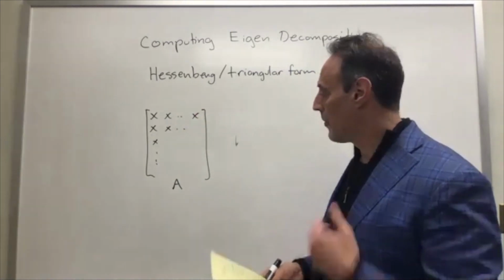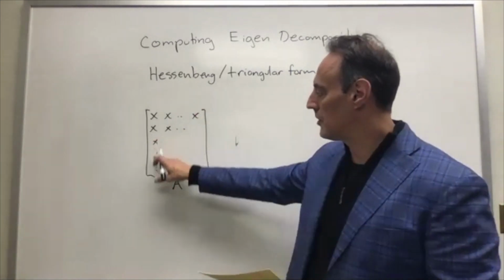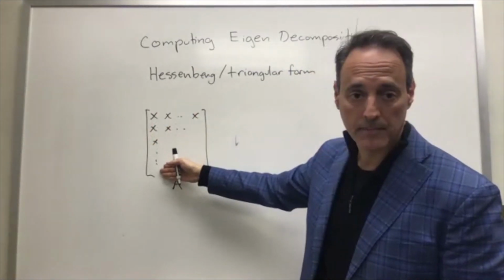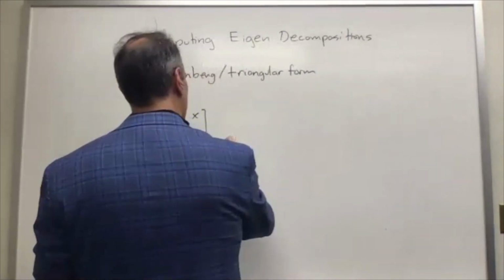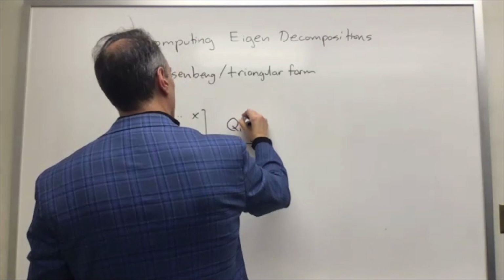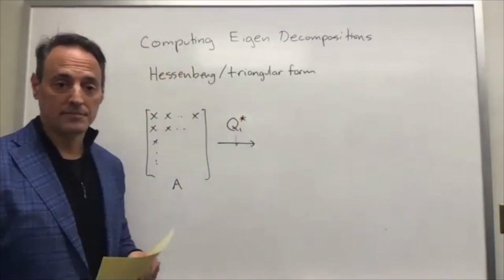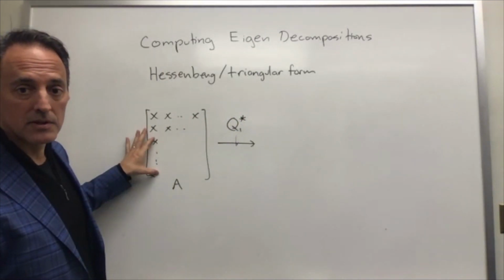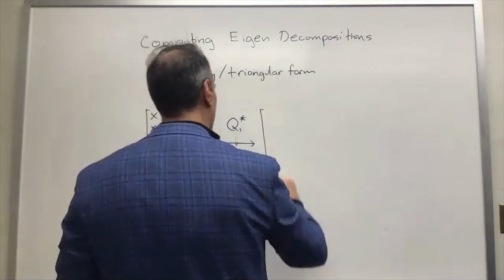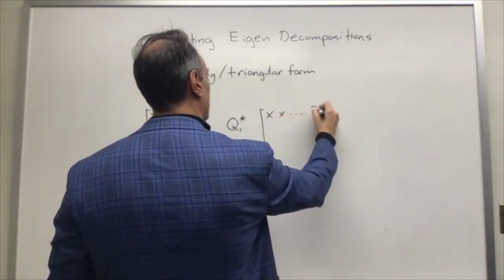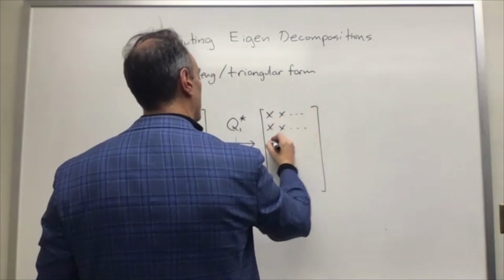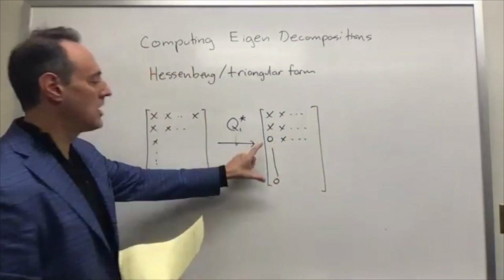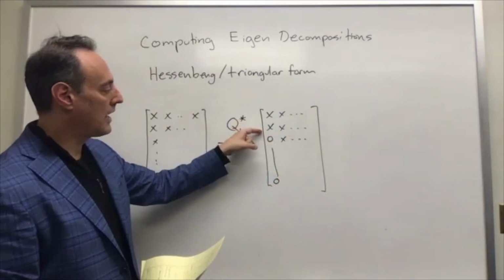So first of all, if I wanted to put this in upper Hessenberg form, I have to zero out all of the columns below the one diagonal below. So I want to zero everything out here. The objective then is to construct my matrix, which I'm going to call Q1 star. Its entire focus is to remove this. Okay, so what it should produce for you is a new matrix that looks like this. All I've done is zero out all the elements below here.